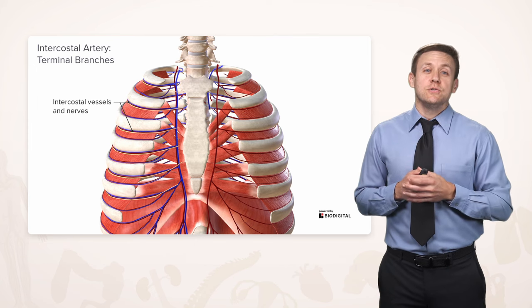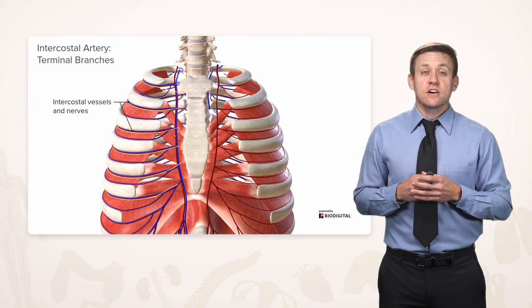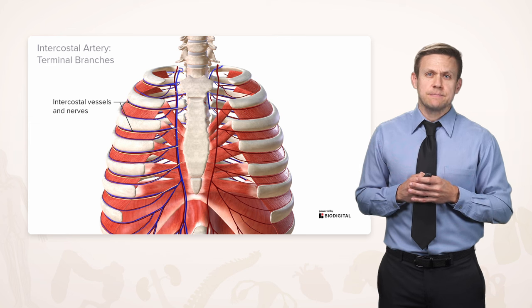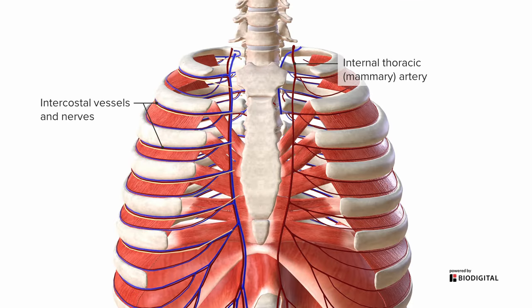And if we go back to an anterior view, we can see the intercostal vessels and nerves in their little bundle in the intercostal space. And again, we see the internal thoracic artery running along either side of the sternum internally. And if we look inferiorly, we see that it's going to end. It's going to bifurcate into two arteries at its termination.